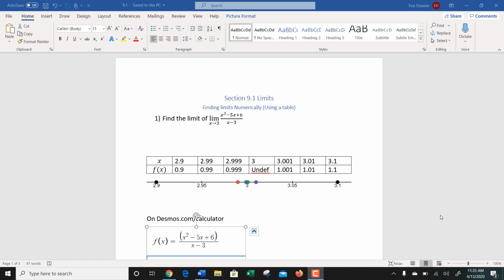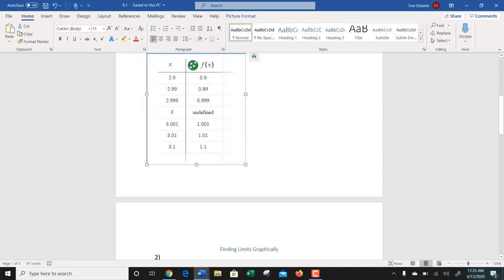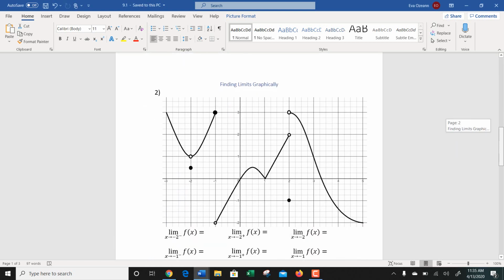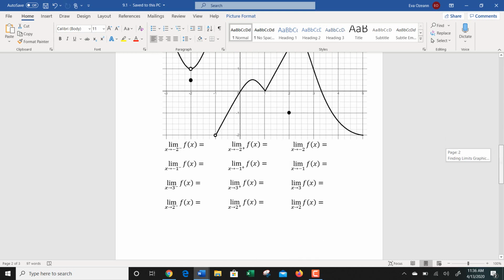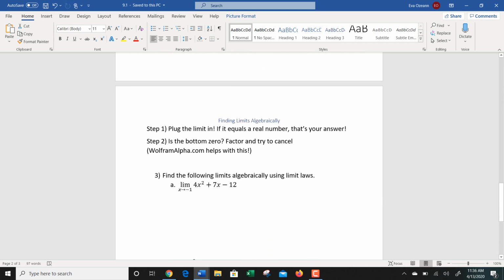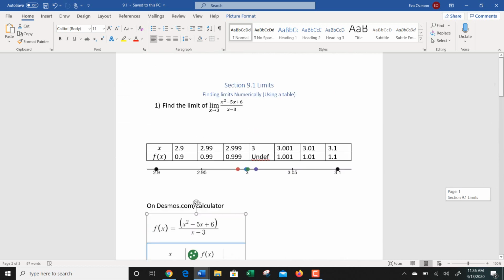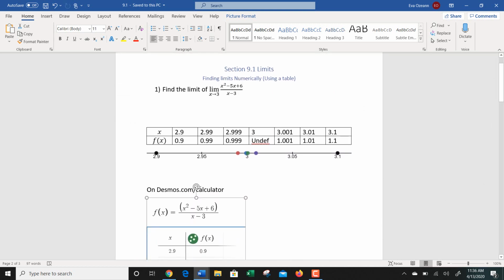So there's three ways that we're going to be looking at finding limits. We're either going to be finding limits numerically, which means we're going to be using a table. Graphically, which means that we're just going to look at a graph. That means that we're not going to get an equation or a table or anything like that. And lastly, finding them algebraically. Finding them algebraically means that we actually have to do some sort of math, like factoring or something like that. So first off, we're going to look at numerically.